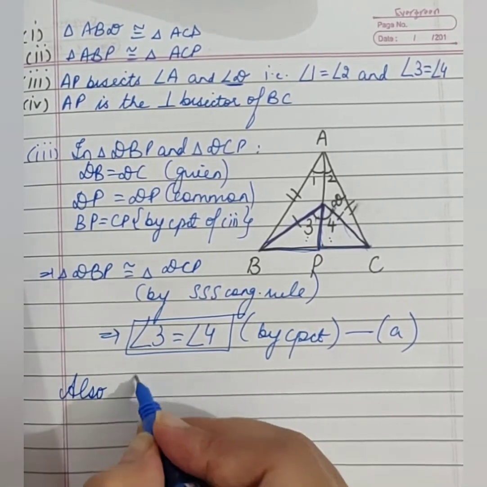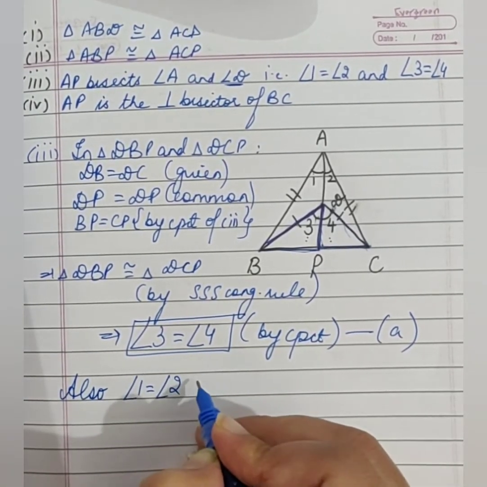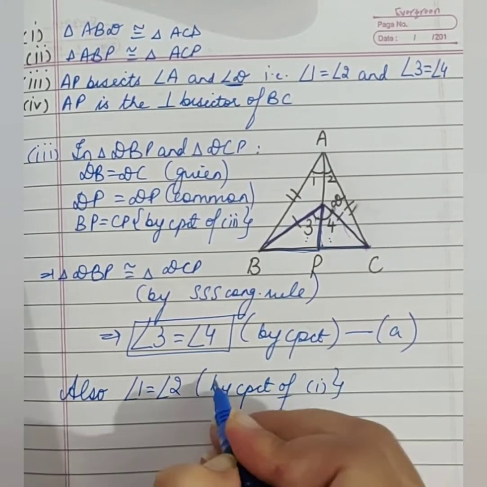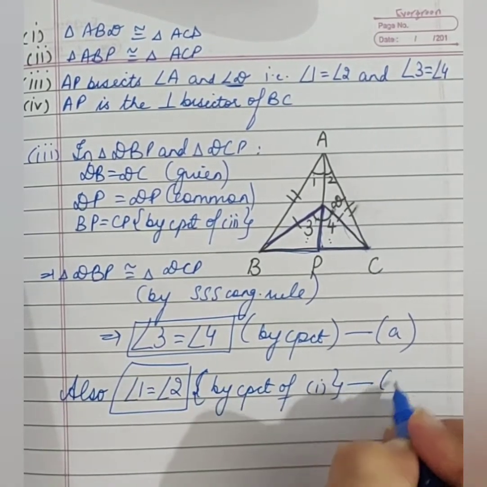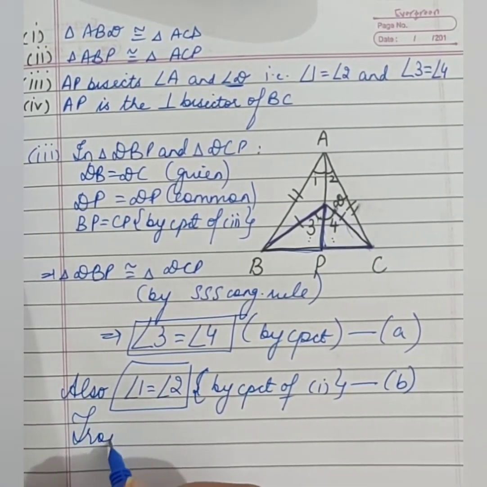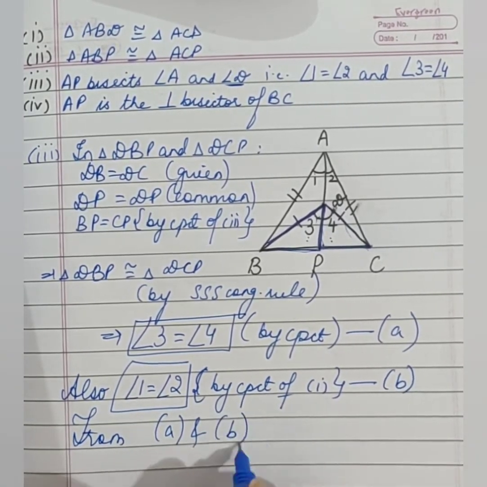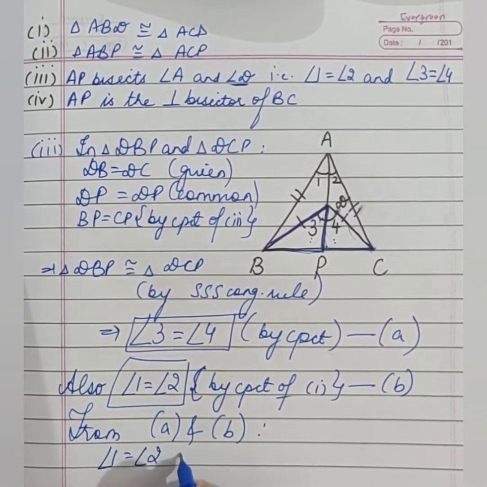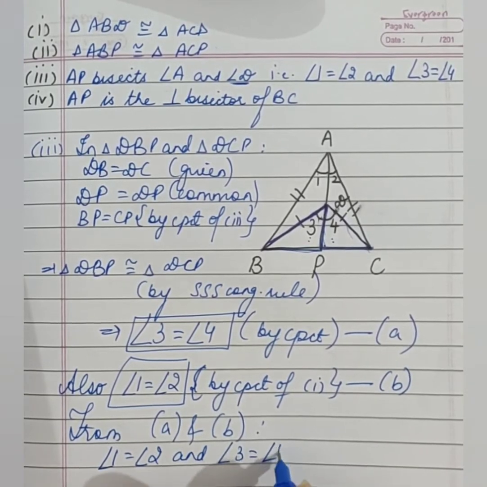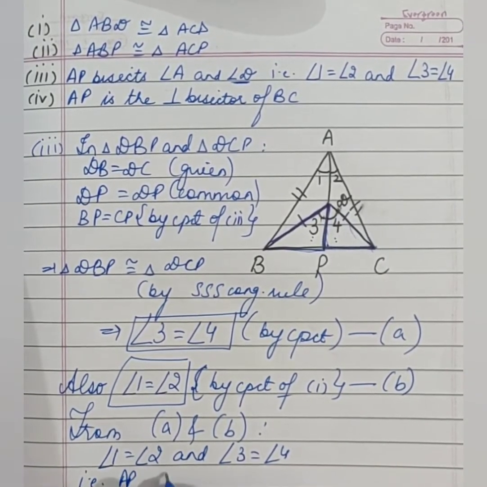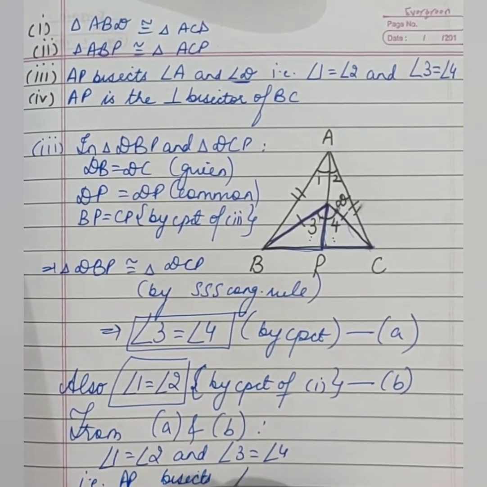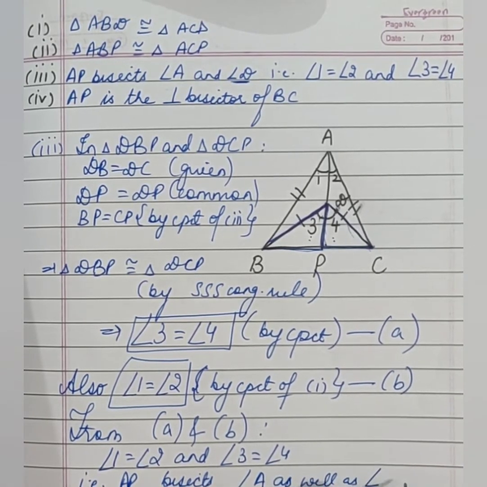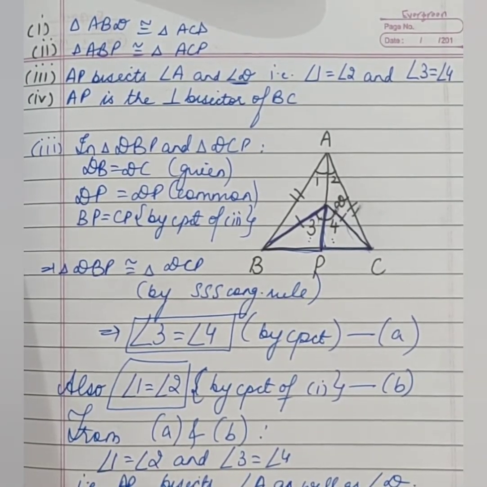Also, angle 1 is equal to angle 2. This is by CPCT of our first part, which is already proved. Let's name it as equation B. From A and B, we can say angle 1 is equal to angle 2 and angle 3 is equal to angle 4. That is, AP bisects angle A as well as angle D. That's it. Let's look at the fourth part now.